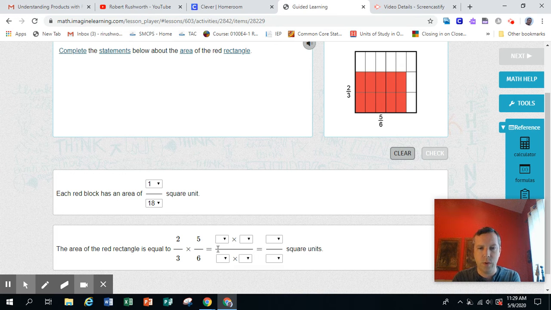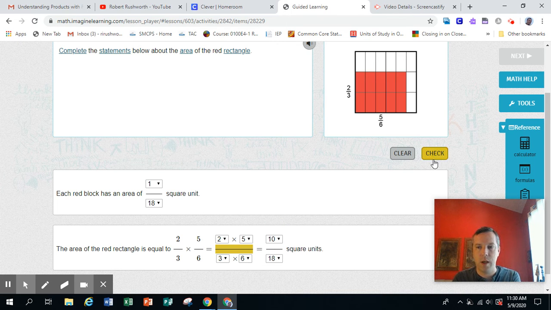So what this is showing us with this long line right here is just that you can take the numerators and multiply them together, and take the denominators and multiply them together, and you'll come up with the right answer. So 2/3 times 5/6 is equal to 2 times 5 over 3 times 6. So 2 times 5 is 10, and 3 times 6 is 18.